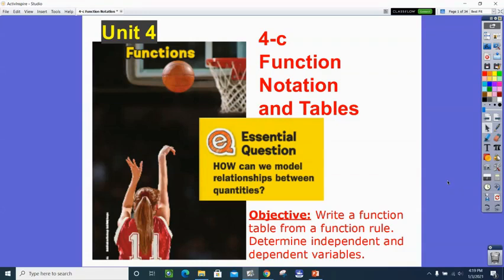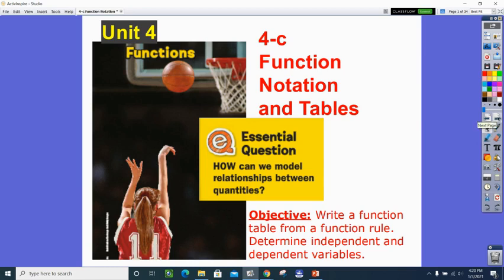So today we're going to take our idea of functions and use function notation, and we're also going to see how to make tables from a function rule. So we're going to write a function table from a function rule, and we're also going to talk about independent and dependent variables. So there's a lot of vocabulary going on. The math isn't tough, guys. It's just understanding those new words, and we're going to take them a little at a time.